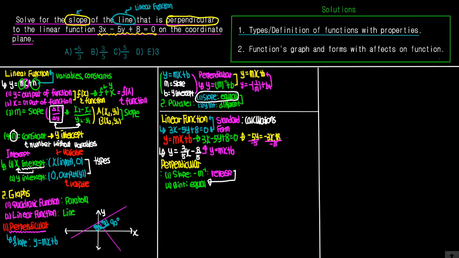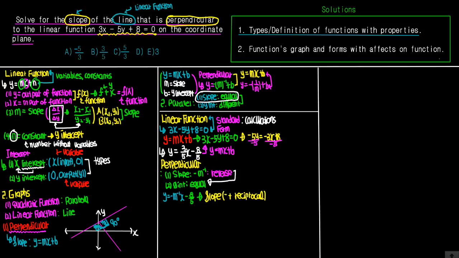So our new function will be y is equal to the negative m to the negative first power, and negative x plus the exactly same y-intercept, which means minus 8 over 5. This will be our new function. In this case, we're always trying to solve for the slope of the linear function, and it should be a negative reciprocal.